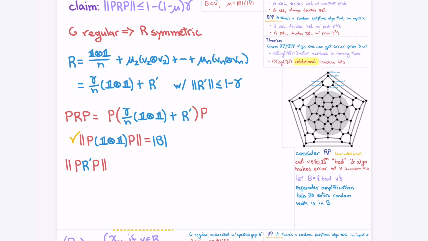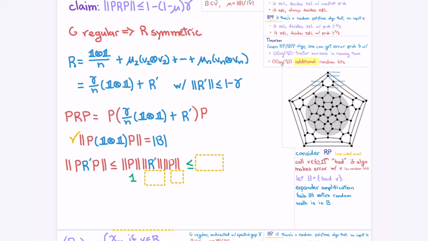Now the second term, P R prime P, how can I bound this? Split it up in what way? Yeah, operator norm or spectral radius. Okay, so what's the spectral radius of P? 1. Yeah, it's the identity on B, so that'll give you some eigenvectors, right? That's where it's coming out 1.